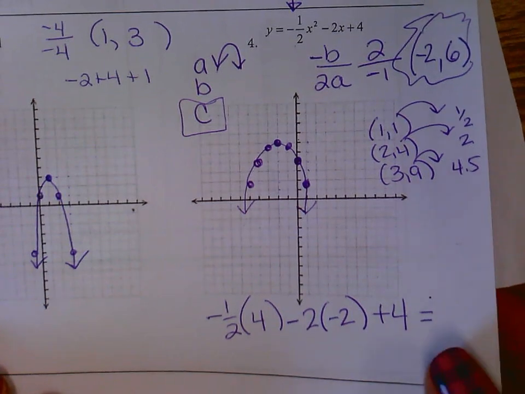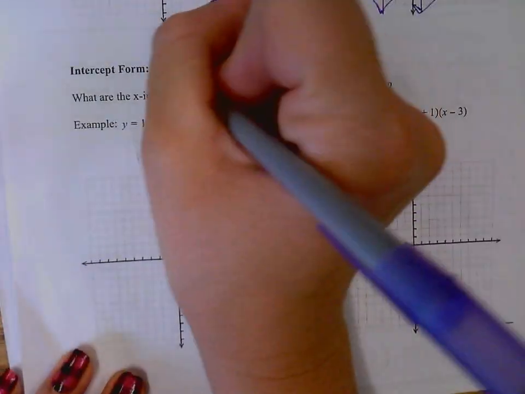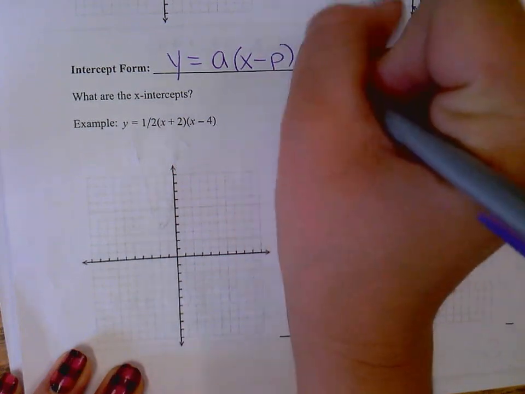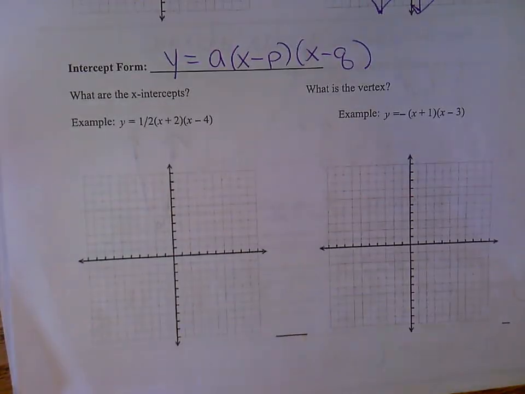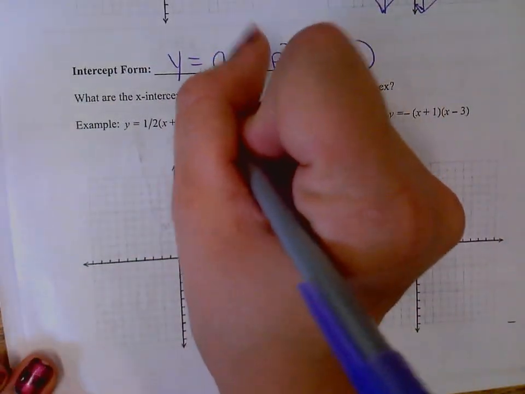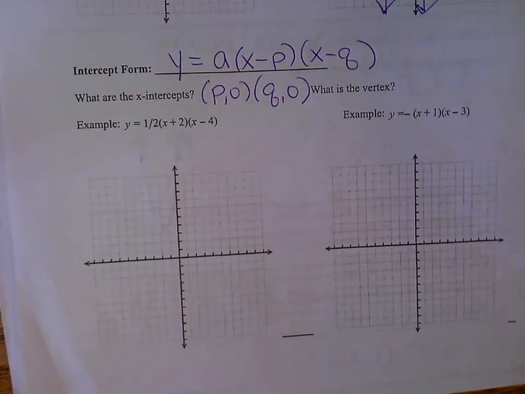I'm going to flip back a page because we never finished intercept form. And I want to show you intercept form, and then we're going to practice them a little bit. So intercept form, y equals a x minus p x minus q. That's intercept form. And the x-intercepts are at p, 0 and q, 0. Because this is in factor form, remember factor form?